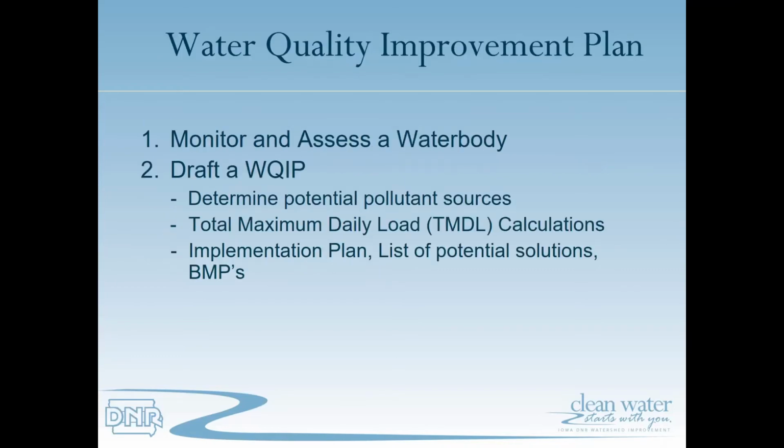So for the water quality improvement plan, there are several things. First of all, we actually have to go out, monitor, and assess the water body. We have to collect samples, send them to a lab, and see how it compares to what we expect for water quality. If our water quality is determined to be impaired, we will then draft this water quality improvement plan, which does several things. It will determine where the pollutant sources are coming from. It will find that tipping point value, or total maximum daily load, and then include an implementation plan for locally led solution planning that can help improve the water quality.